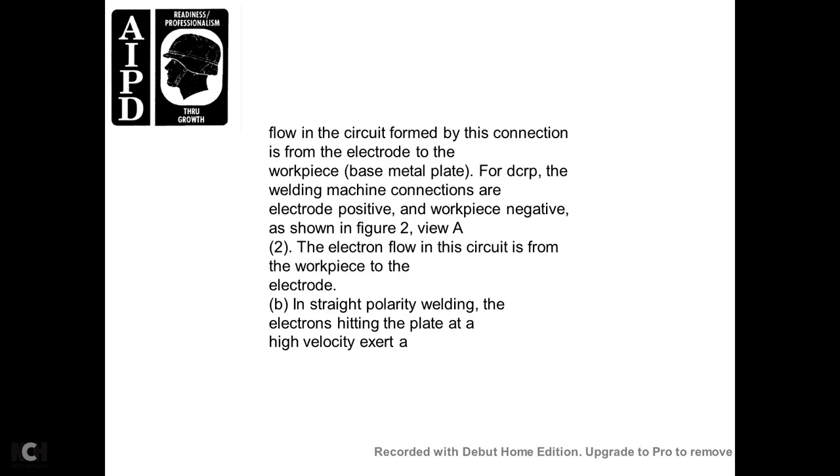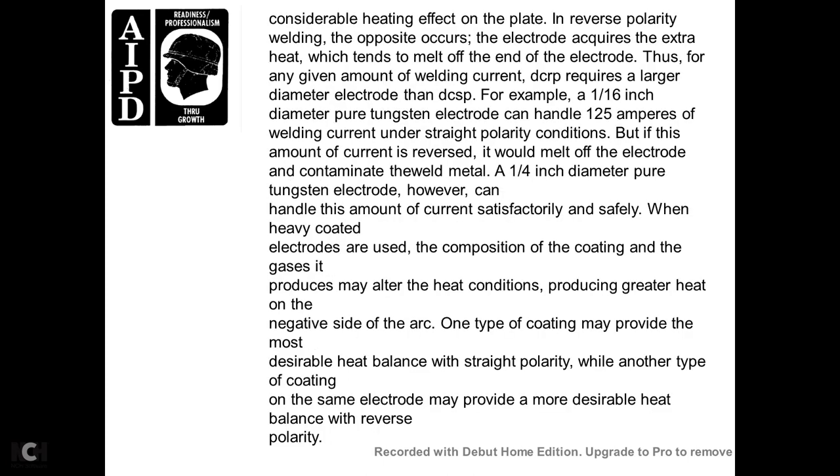When the circuit is flowing with straight polarity welding, electrons hitting the plate at high velocity exert a considerable heating effect on the plate. With reverse polarity, the opposite occurs, with extra high heat that tends to melt the end of the electrode, limiting the amount of welding current. Reverse polarity requires a large diameter electrode with direct current. For example, a 1/16 inch diameter pure tungsten electrode can handle 125 amps of welding current under straight polarity conditions, but if the current is reversed, it would melt the electrode and contaminate the weld metal.